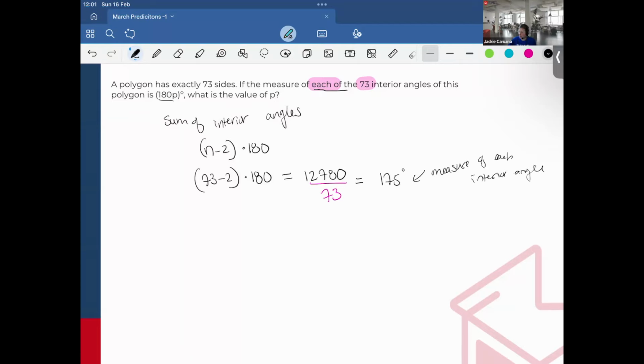And then final step, I would take this, set it equal to 180p, divide by 180, and I get that p is equal to, that goes in perfectly, 35 over 36. And that would be the answer. Or you could put it into decimal form. Oh my goodness, wasn't that such a great problem?